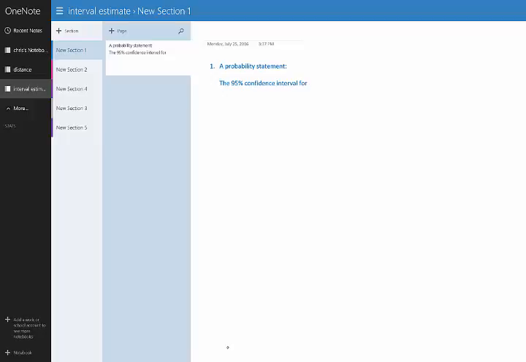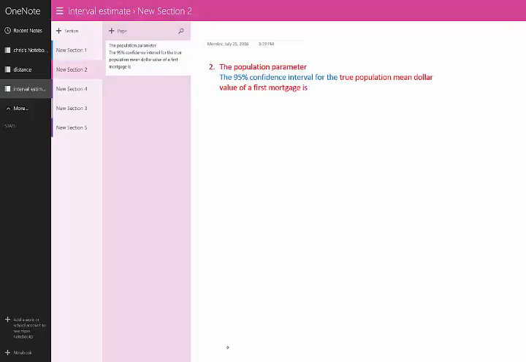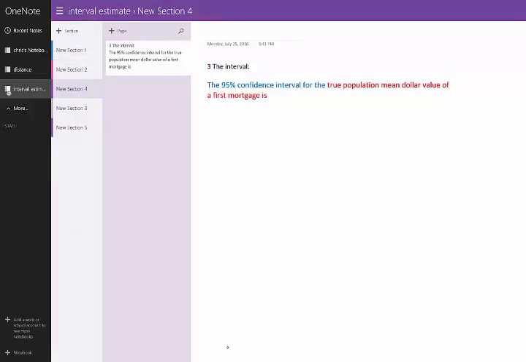For the second part, your answer has to say something about the true population mean, and what we're really saying is the population parameter. So the way we would say this is the 95% confidence interval for the true population mean dollar value of a first mortgage is. And finally, when we do that, we can write our interval.